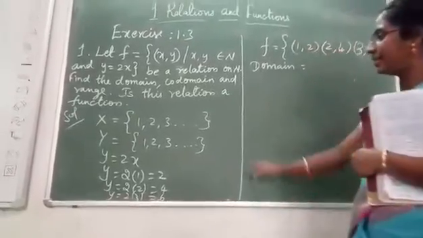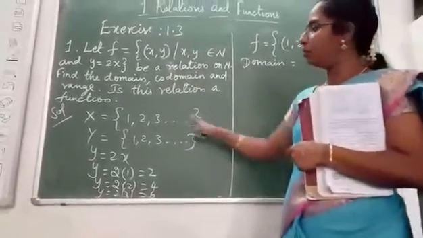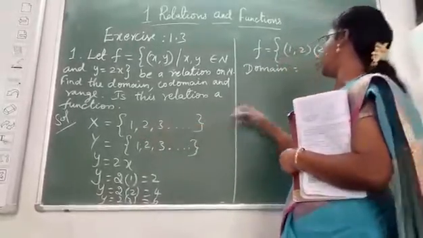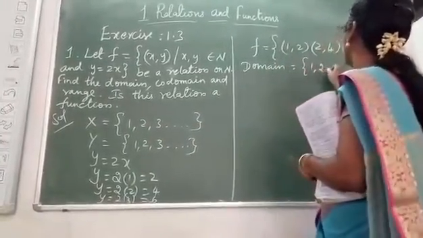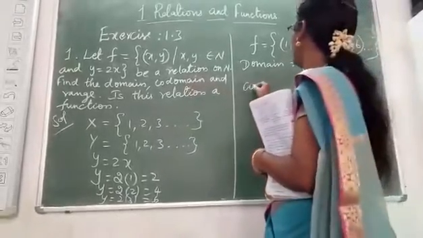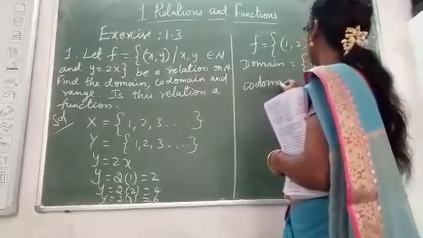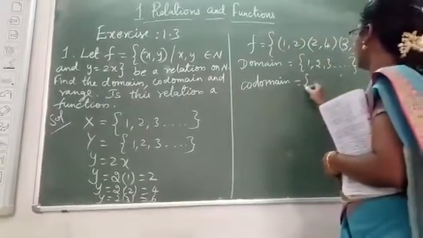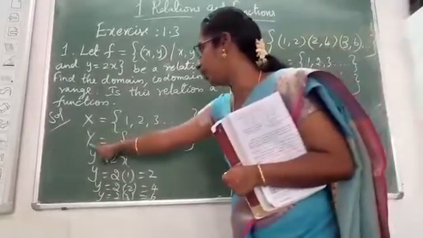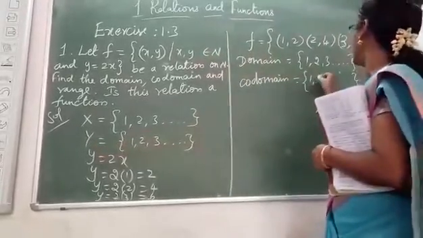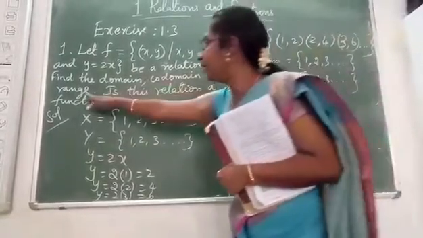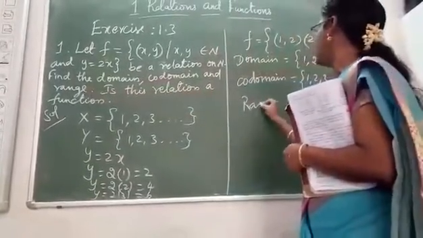Domain is considered as the first set of the function. The first set is X, and the X values are 1, 2, 3, so the domain is 1, 2, 3, etc. Next is the codomain, which is the second set of the function. The second set is Y, so the Y values are 1, 2, 3, etc. And third, we want to find the range of the function.